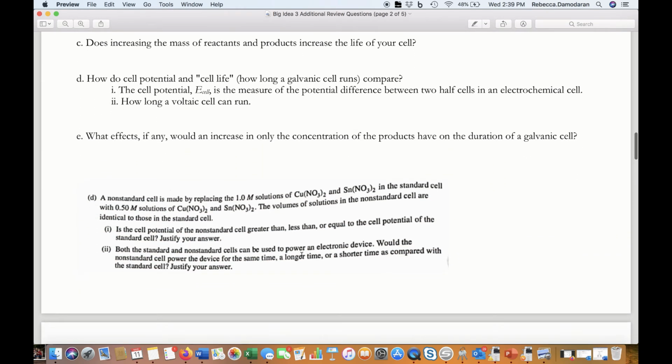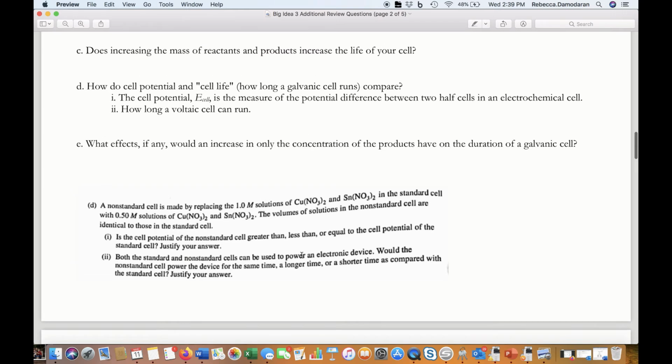What effects, if any, would an increase in only the concentration of the products have on the duration of a galvanic cell? So this gets into some convoluted stuff, because technically if you increase the concentration of your products, then you're going to shift the reaction to the left, which would decrease your cell potential. So technically, because you're decreasing the cell potential, I would assume it would take more time. The duration of the galvanic cell would increase. That would be my assumption.